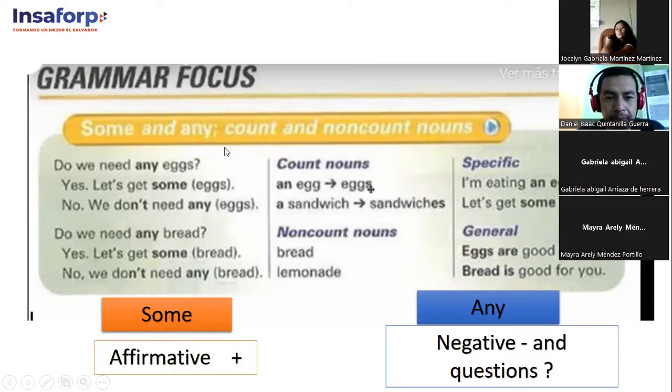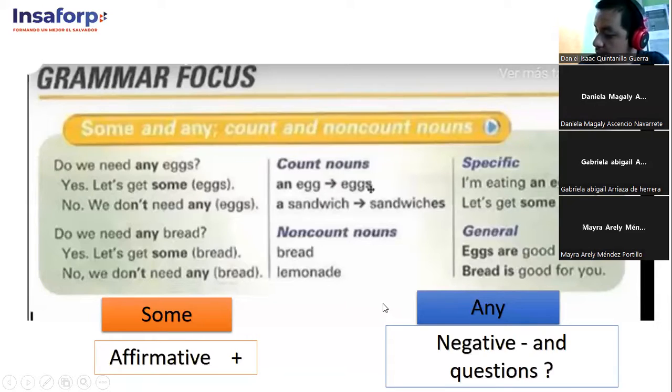Okay. And I explained this yesterday, pero lo he vuelto a poner aquí. Recuerden, some significa algo o algunos y lo podemos usar solamente en afirmativo, pero lo podemos utilizar tanto para contables como no contables. Any solamente se utiliza en negativo y en preguntas. Y se puede utilizar para contables y para no contables. ¿Sí? ¿Alguna duda con esa? Me encantó ayer que me dieron varios ejemplos y estuvieron perfectos. Usando some and any.